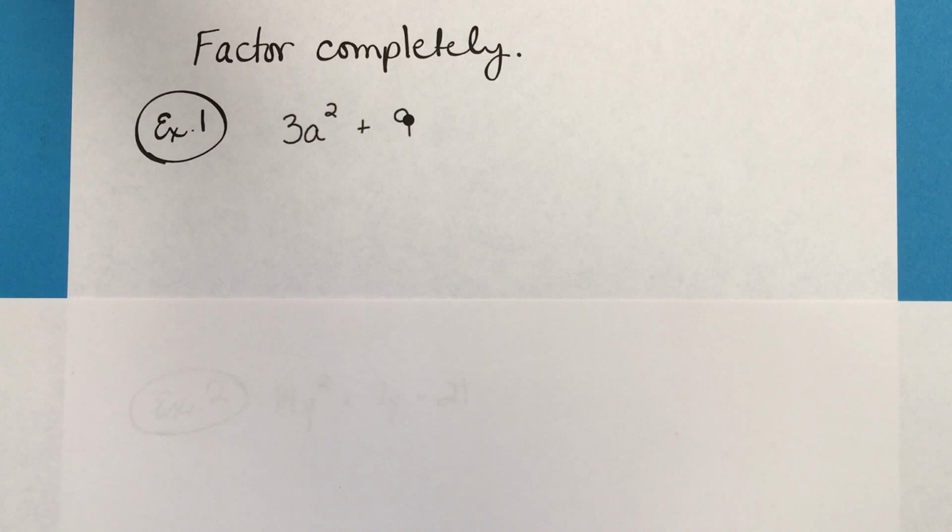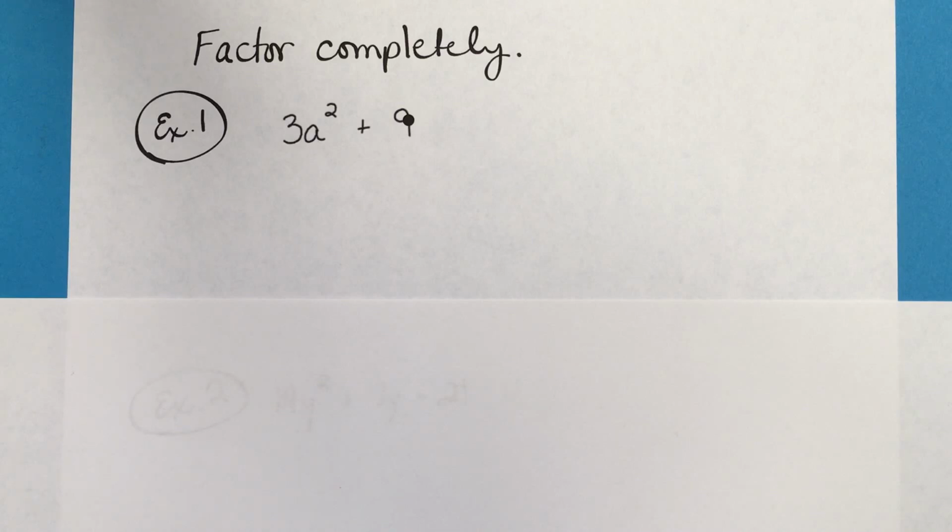Okay, so the first example, you have 3a squared plus 9. And you probably have noticed every once in a while there's a random big blob of ink. For whatever reason it does that whenever I print it off, so don't worry about it.